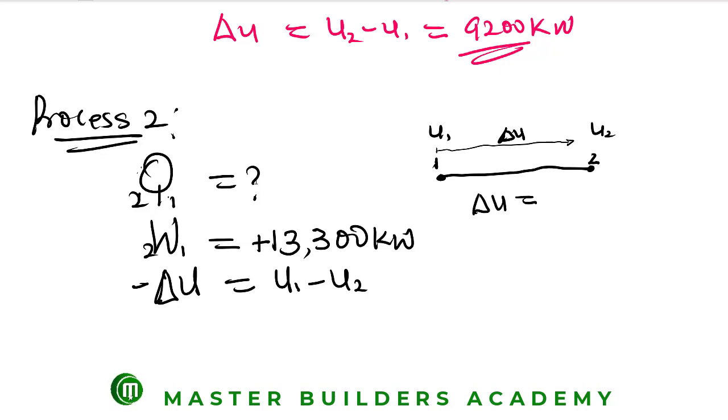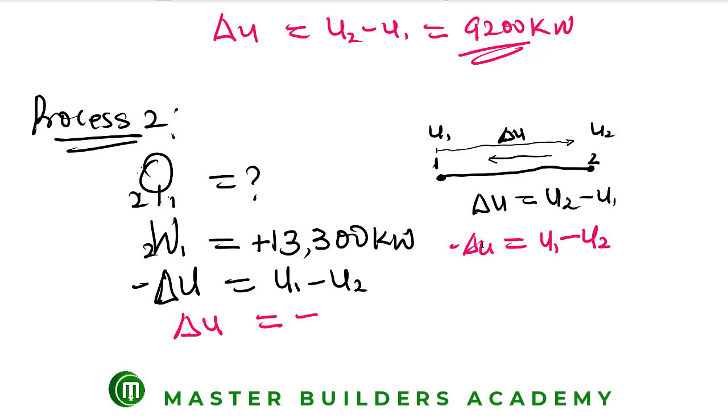So if it moves from 1 to 2, it becomes U2 minus U1. And now if it moves from U2 to U1, like this case now, then the change in U is equal to U1 minus U2. So this is now a negative value. It shows that our change in internal energy will now be the negative of the value we had before, which is 9,200 kilowatt. Hope you can see this.